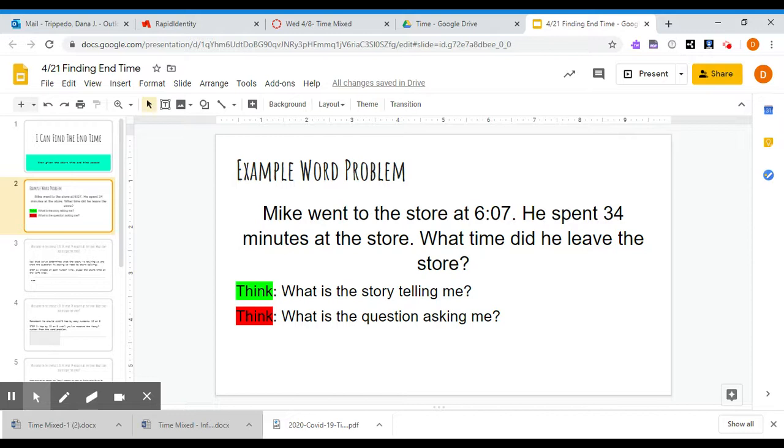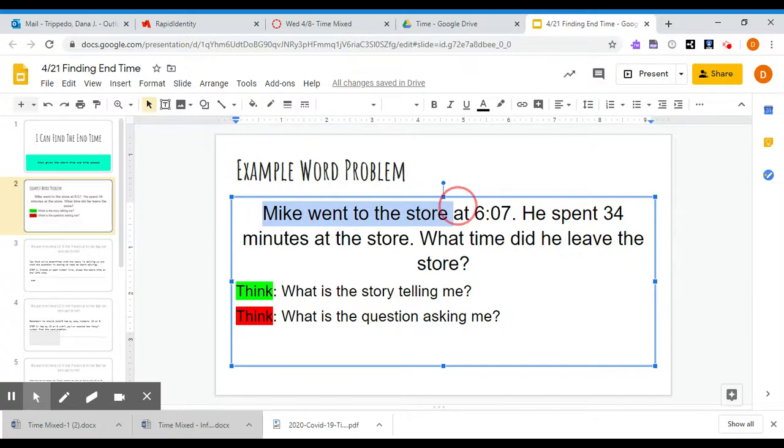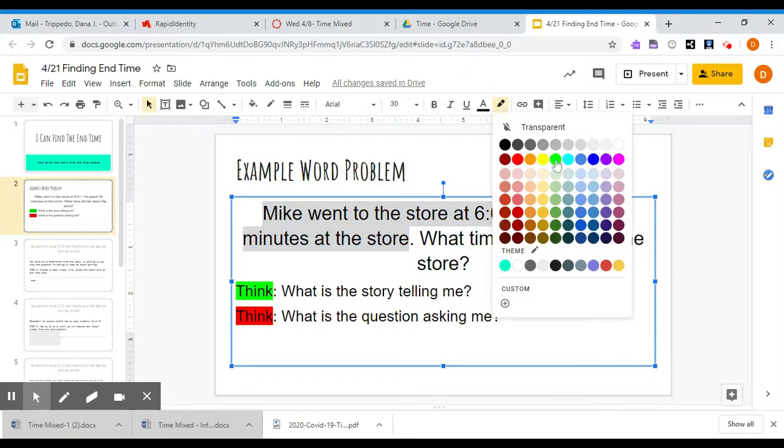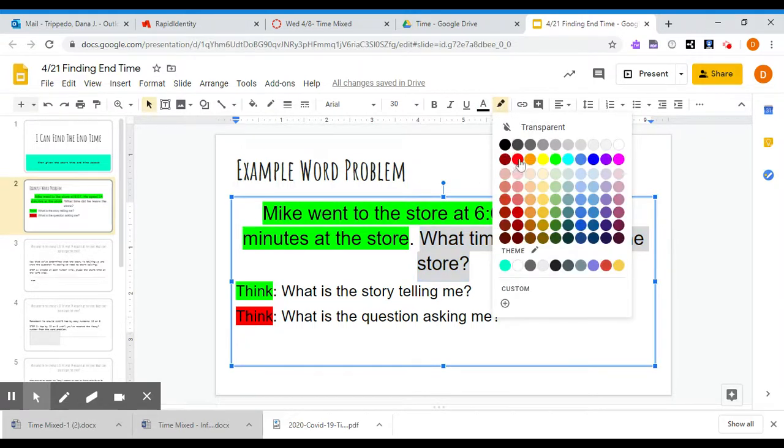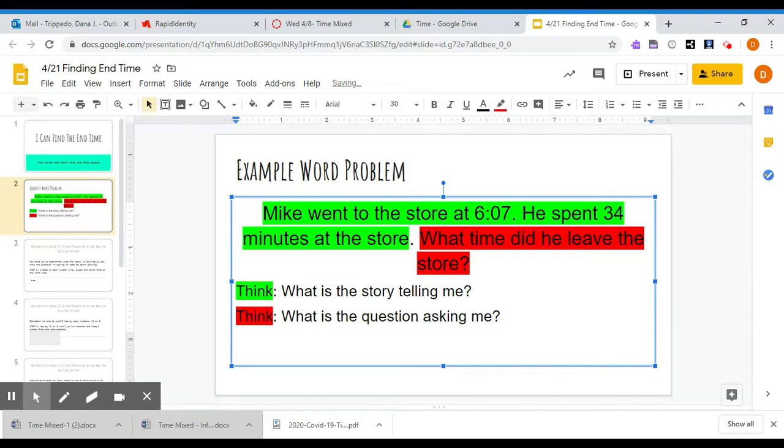So Mike went to the store at 6:07. He spent 34 minutes at the store. What time did he leave the store? So we want to know what time he left, because they have told us how much time has passed. They're telling us that he went to the store at 6:07 and that he spent 34 minutes there. So that's the information they're giving us, which means we need to fast forward through time to figure out what time he left, and that is what the question is asking me.